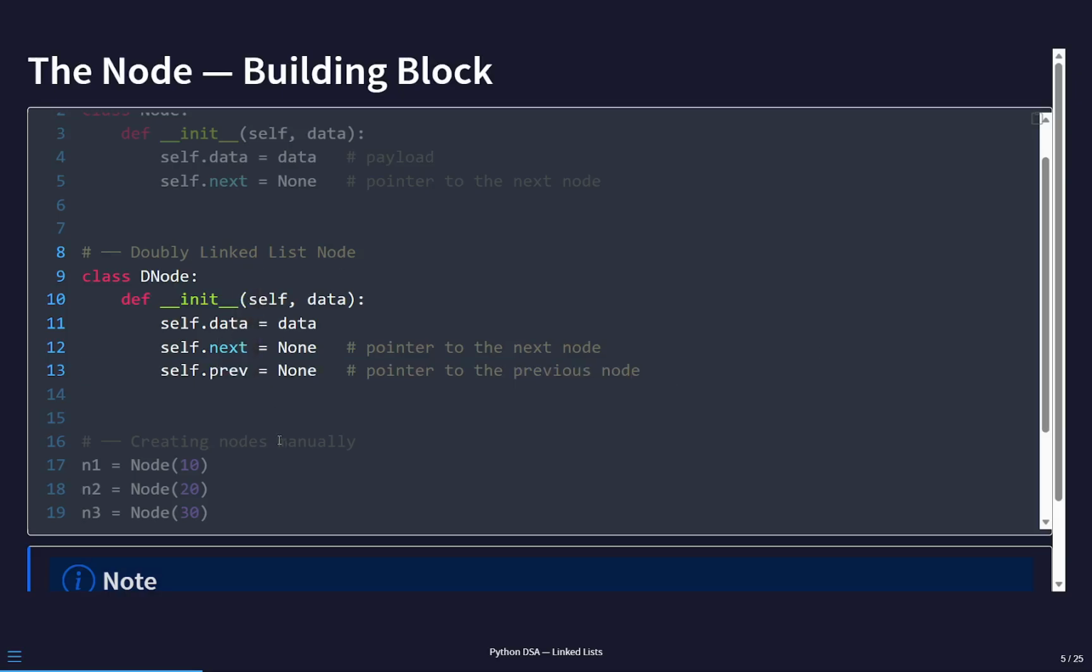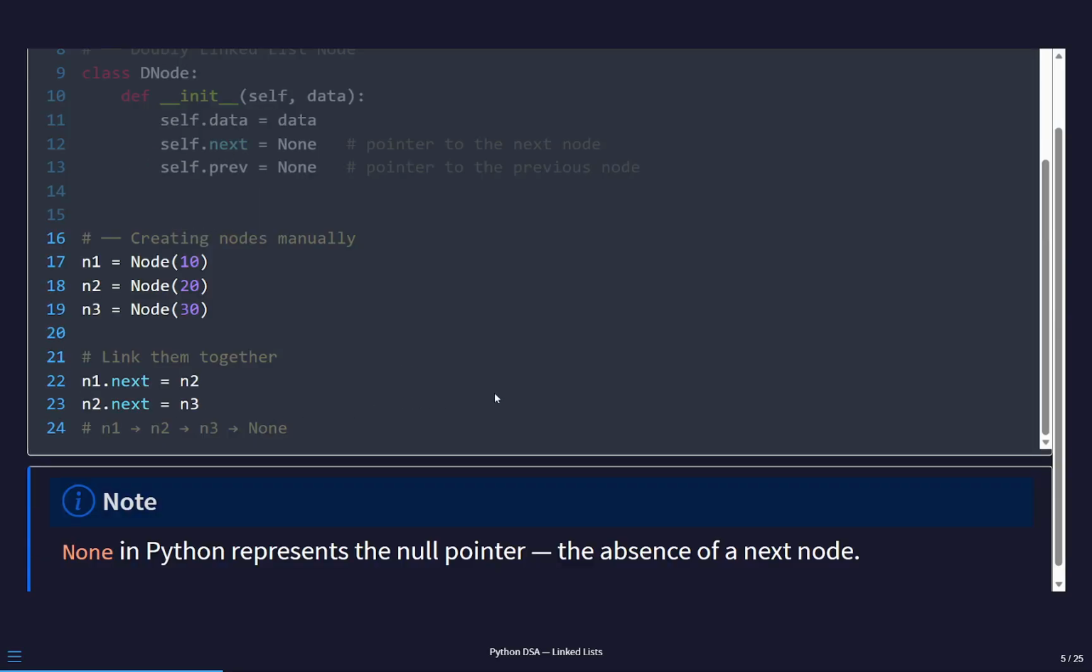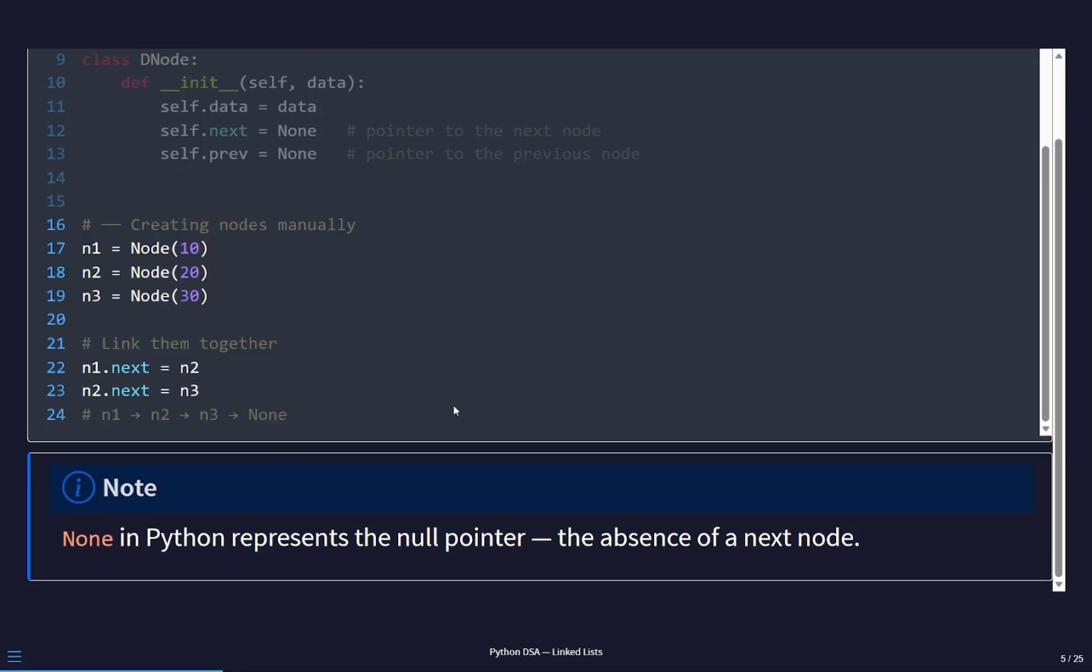Now let's create some nodes manually to see how the chain is built. We create n1 equals Node(10), n2 equals Node(20), n3 equals Node(30). Right now they are three isolated nodes floating in memory. To link them together, we set n1.next equals n2, and n2.next equals n3. Now n1's next pointer points to n2, and n2's next pointer points to n3. n3's next is still None. It's our tail. We now have n1 → n2 → n3 → None. Notice how None in Python plays the role of a null pointer. It signals the end of the list.